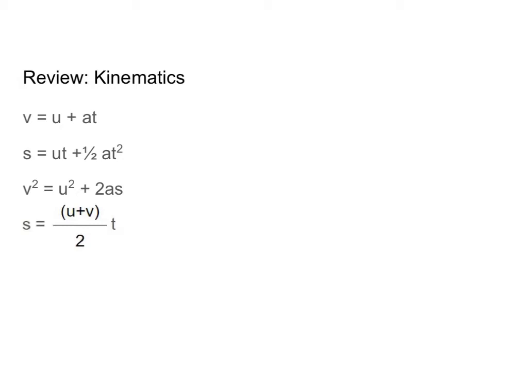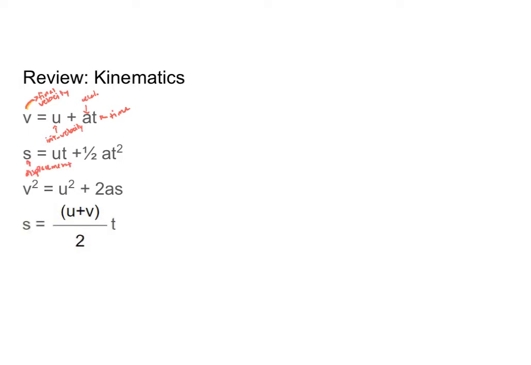First, I want to run through our four equations: v equals u plus at, s equals ut plus 1/2 at squared, v squared equals u squared plus 2as, and s equals (u plus v) over 2 times t. That was very fast. Just a reminder, v is our final velocity, u is our initial velocity, a is our acceleration, t is the time that all of this takes, and s is our displacement.